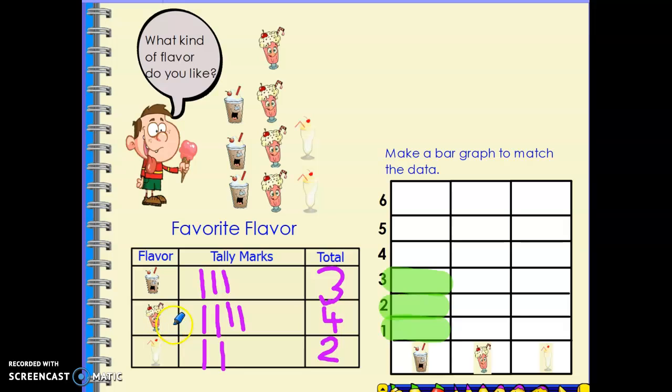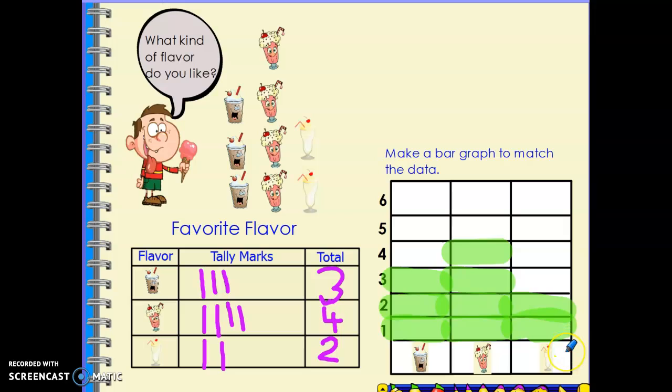Now for the strawberry, I have 4 votes, so I fill it in 1, 2, 3, and 4. The vanilla, I have 2 votes, so I fill it in 1, 2. So you can see this bar graph right here matches with the tally marks, with the data that we have over here.